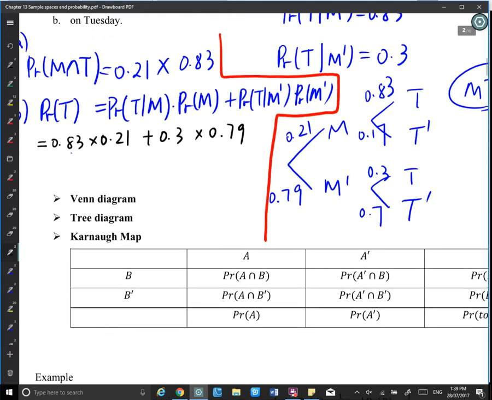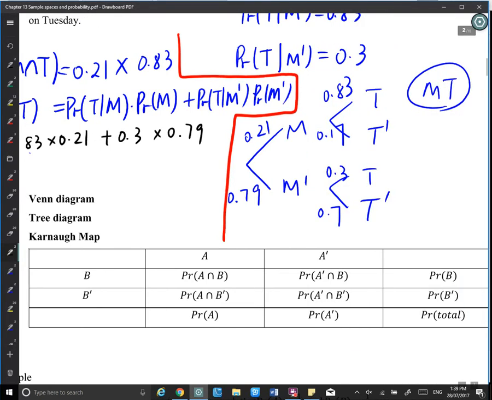Okay, also you can see from the tree diagram, Tuesday rain means Monday rain plus Tuesday rain, or Monday not rain, Tuesday rain. Those two outcomes will be the same. If you can't remember the law of total probability, you can use the tree diagram to help you. You can still work out the answer. That will be identical.